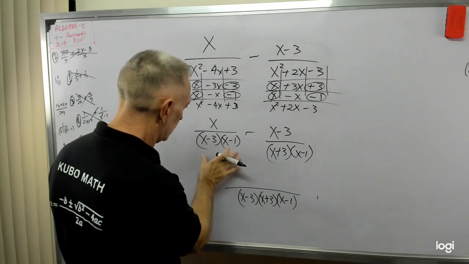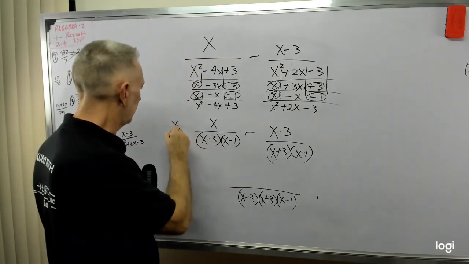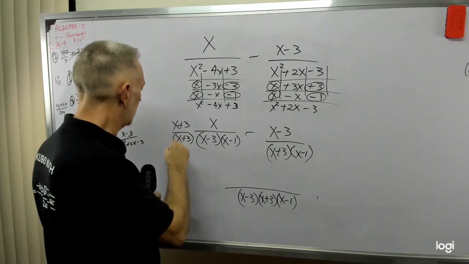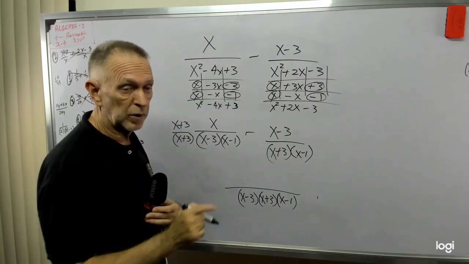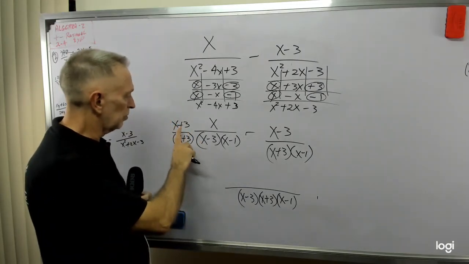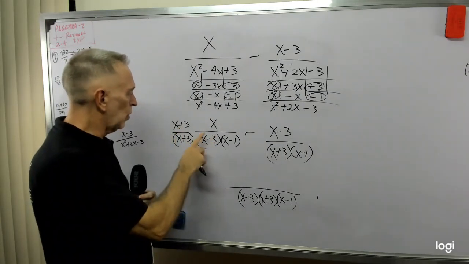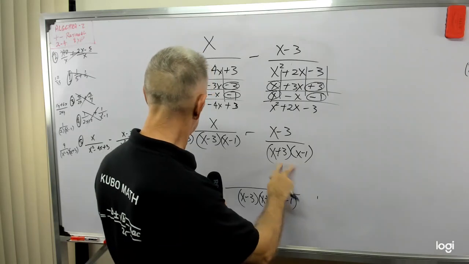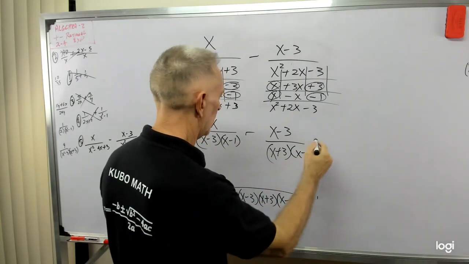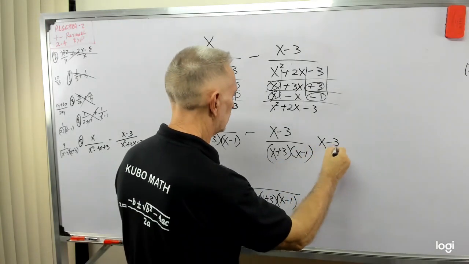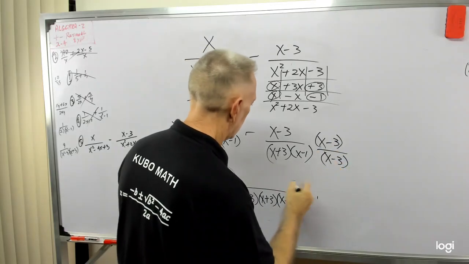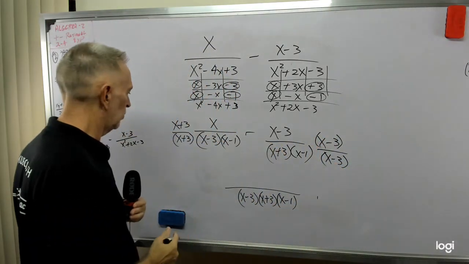Okay, this one I need an x plus 3. So I'm going to multiply this by x plus 3 over x plus 3. So I've just multiplied this quotient by 1. Now this one, what do I need in this one? I need an x minus 3. So multiply x minus 3 over x minus 3. And that's multiplying it times 1.